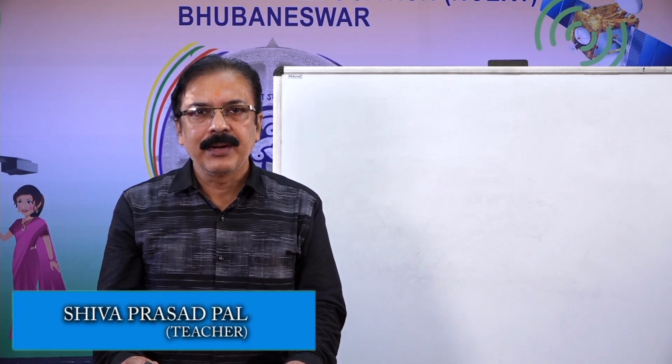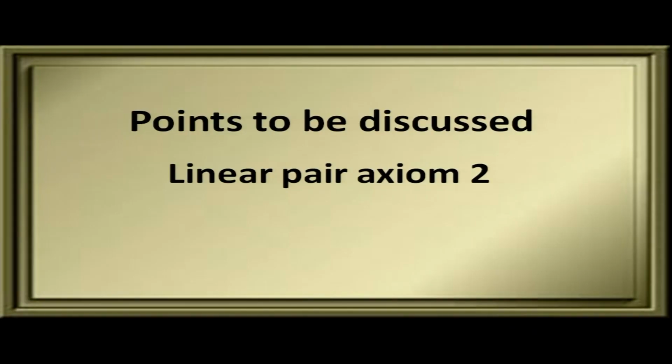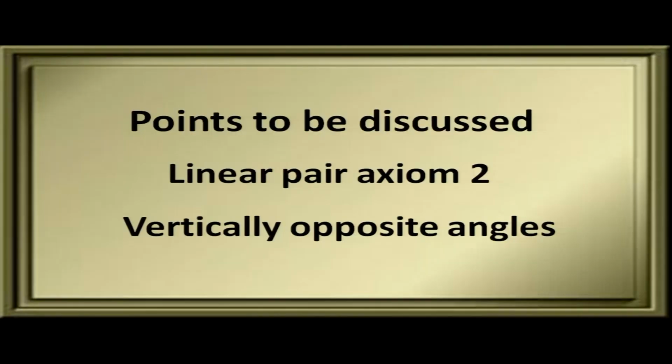Welcome dear students. We are going to learn from class 9 mathematics chapter 6 lines and angles part 2. Dear students, today we are going to discuss about linear pair axiom 2. In earlier class we have discussed about axiom 1 and vertically opposite angles. Before going to discuss about this, let's recapitulate what we have studied earlier.